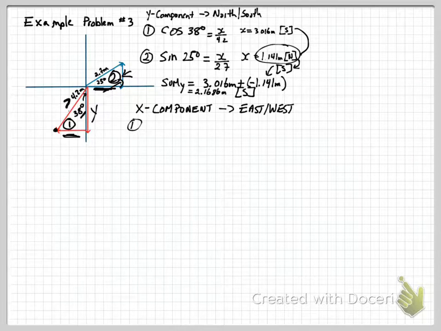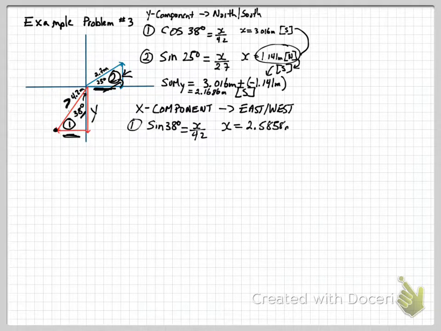And so in triangle number 1, we are now going opposite over hypotenuse. So it's going to be the sine of 38 equals x over 4.2. X is going to equal 2.5858 meters. In this case, that's west.